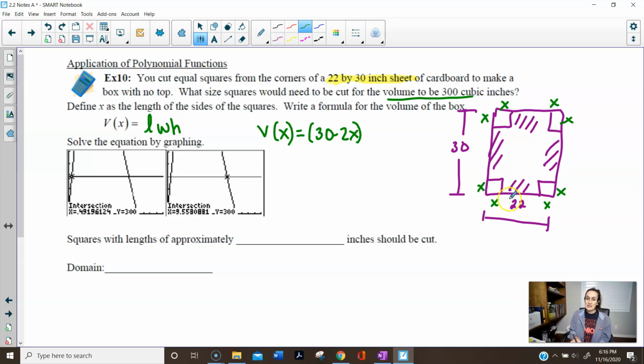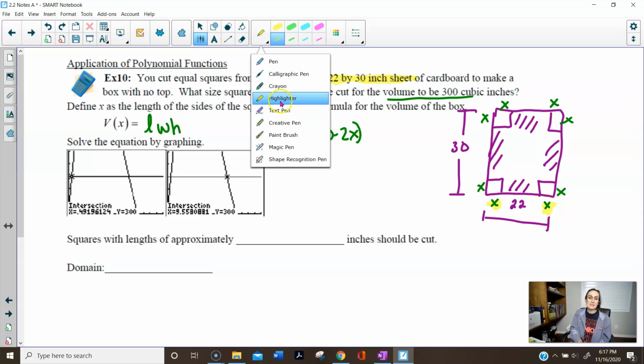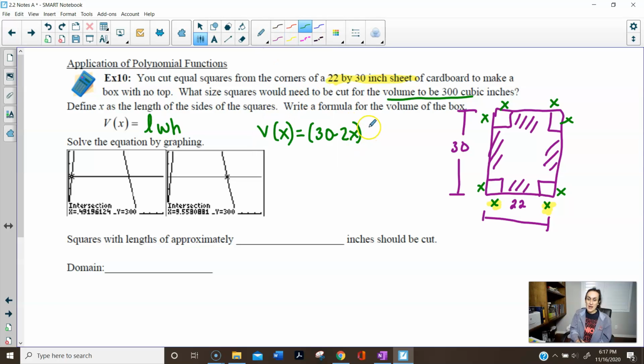The width, the entire width is 22, but I'm cutting out X, I'll highlight it. I'm cutting out X here and X here. And so this is X length and this is X length, which is 2X. So that's what I'm subtracting for the width. So I take the total width of 22 and subtract 2X.